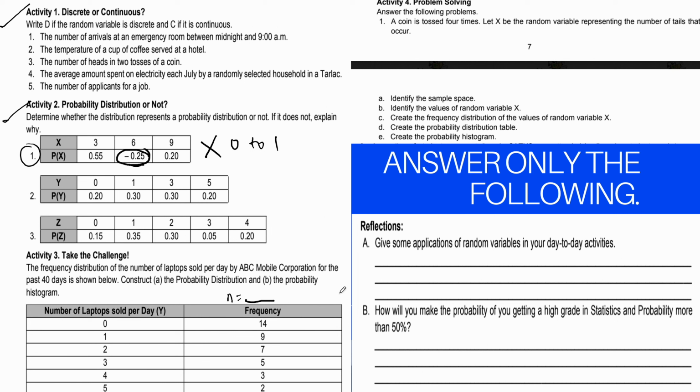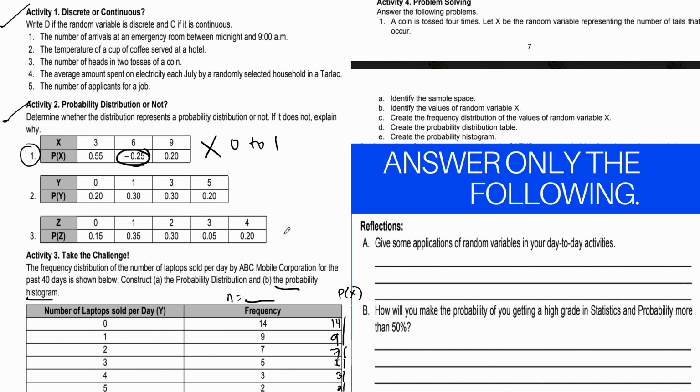Gawa ka ng probability P of X. So, 14 divided by yung N mo dito. 9 divided by, 7 divided by, 5 divided by, 3 divided by, 2 divided by, and so on and so forth, no? Kung mas gusto niyo makita yung decimal part niya, i-divide nyo lang siya sa kahit sa calculator sa cellphone, no? So, may makuha dito ng decimal at gagawa ka ng probability histogram.